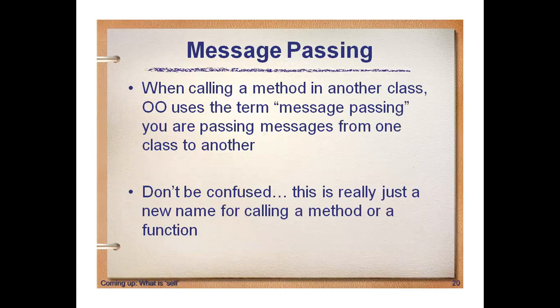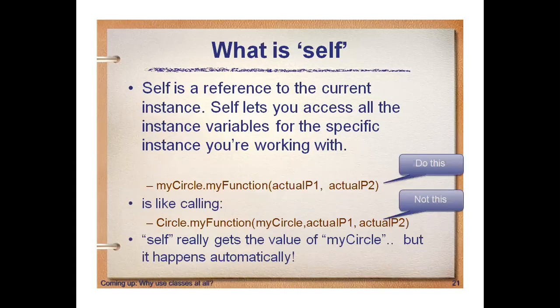Now how does message passing work? When calling a method in another class, object orientation uses the term message passing. You're passing a message from one class to another. How this will work doesn't have anything different as compared to the classes.